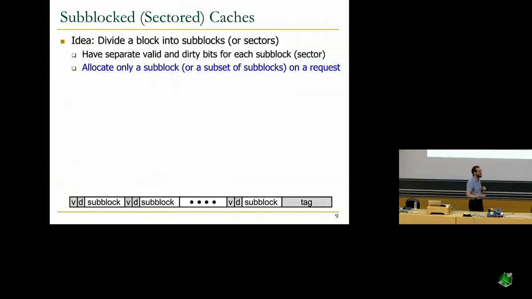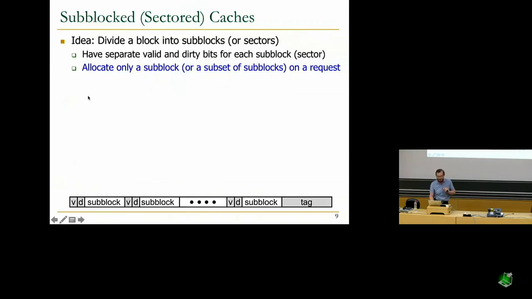So you need a separate cache structure to be able to do this. And the idea of subblocked or sectored caches was actually introduced in that IBM paper that I mentioned earlier, that exploited spatial locality, the Liptay paper. And the idea is to divide a block into subblocks or sectors. And it looks like this, basically. This is the block, and this is the tag for the block, very similar to what we've done before. But you associate different valid and dirty bits with the subblocks. This way, you can allocate only a subblock on a request, or a subset of subblocks. You have more flexibility.